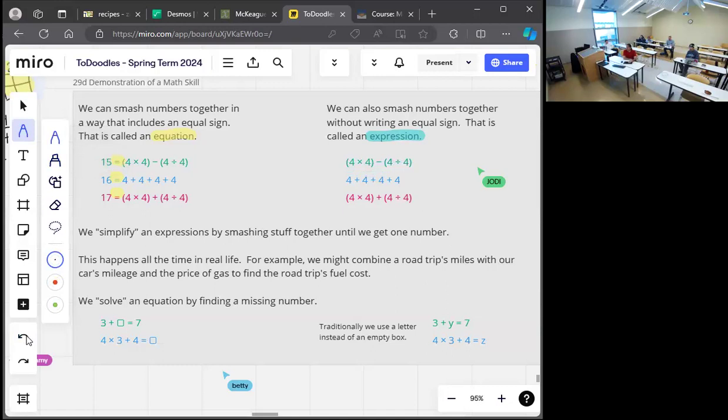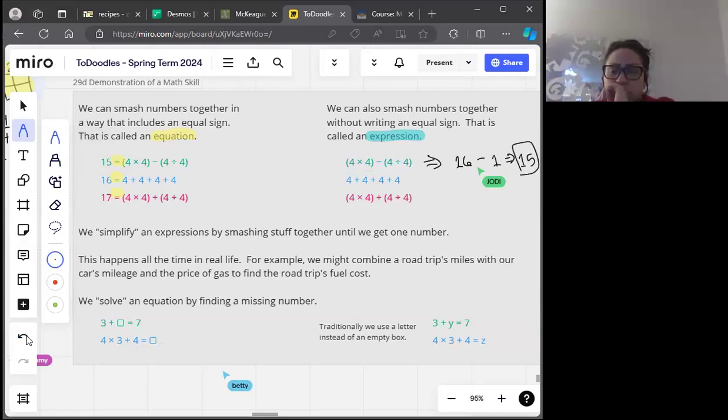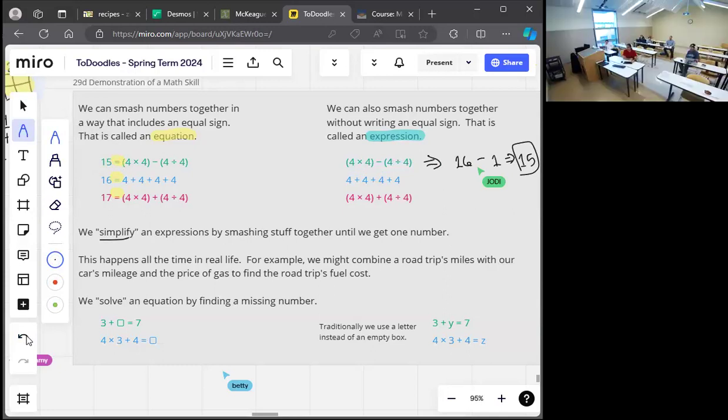It's sort of like solving, but instead of there being a missing letter, we're just pushing things together. So 4 times 4 is 16, minus 4 divided by 4, 16 minus 1 is 15. So there we go, I'm just smashing things together. That's what simplify means. Solve is find the missing number. 3 plus what is 7? That must be 4. 3 plus 4 is 7.